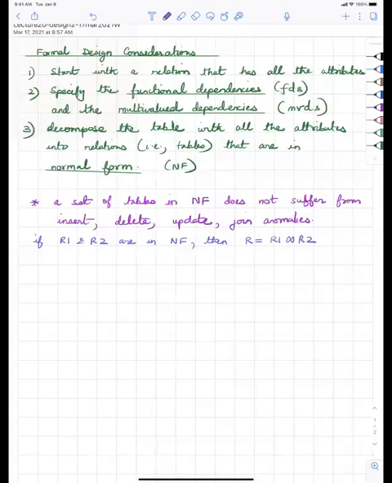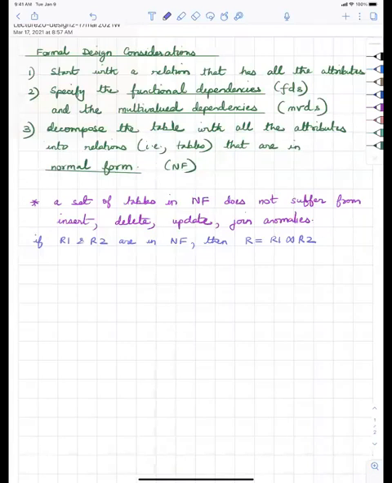How do you come up with the tables that you see in the company database? So the formal design consideration had 3 steps. You start with a relation that has all the attributes, and then you specify the functional dependencies and multi-value dependencies. We spoke about FDs in the last class. I'll talk about MVDs when we get to 4th normal form. And then finally, you decompose the table into normal tables that are in normal form.